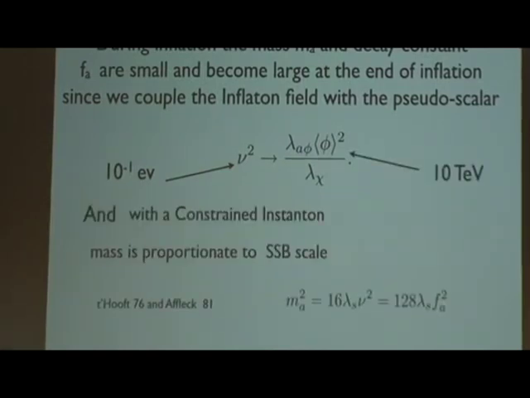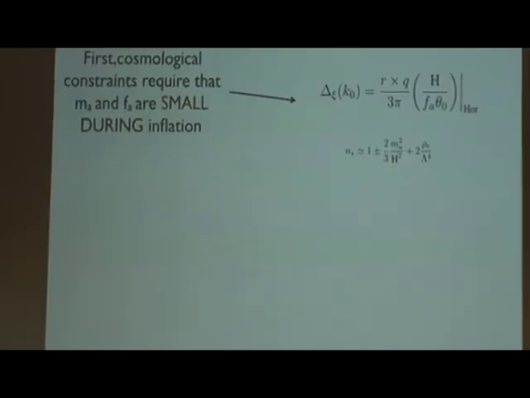And in a case where you consider this to be something called a constrained sigma model, you find that the mass is also proportional to your VEV. So at the beginning of inflation, the VEV is small and the mass is small, but at the end of inflation, the mass becomes large and the VEV becomes large. And with that, you can then match onto your standard cosmology, or at least when you match from the CMB.